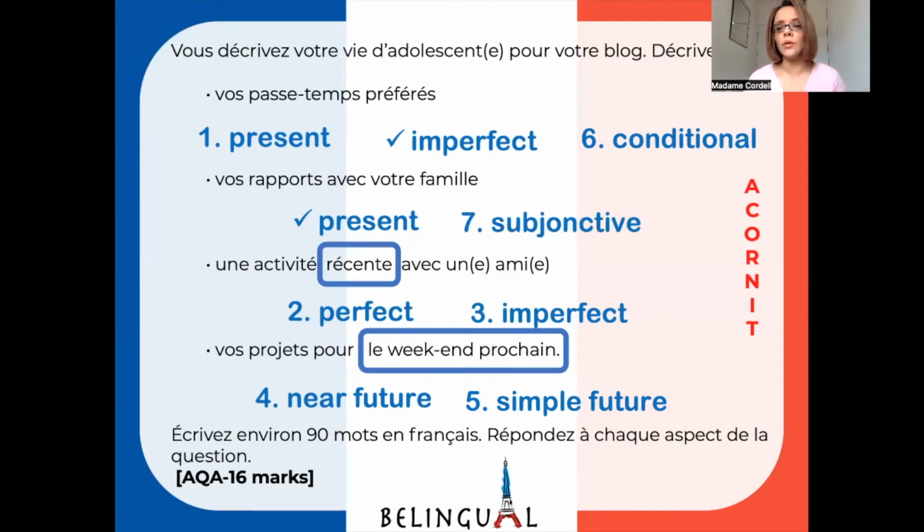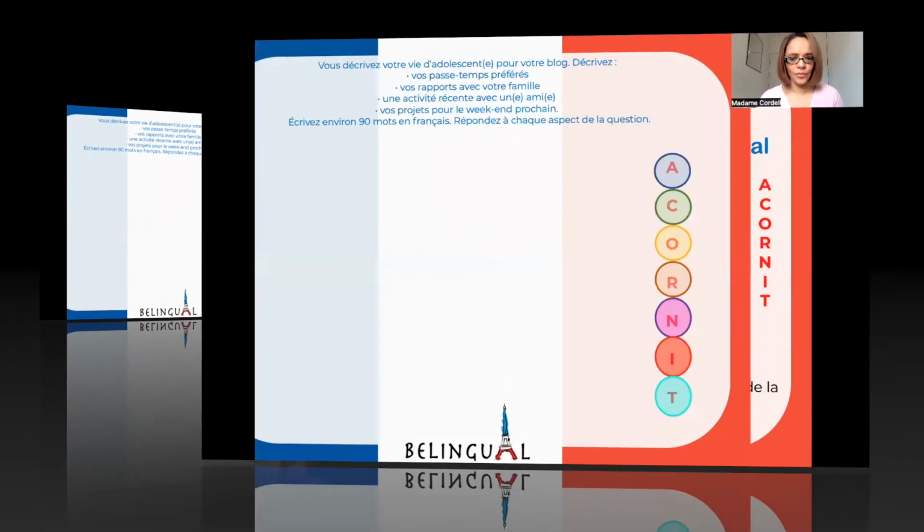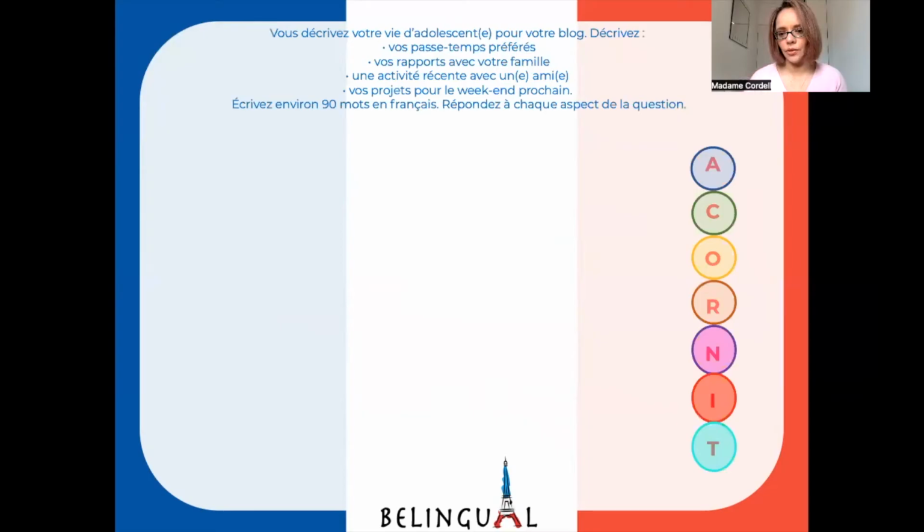Okay, so let's have a look at an example that we can write together, so that you can see how to incorporate these tenses and of course everything else that is ACCORDNIT. D'accord? Alors, voici ACCORDNIT. So you can see it here on the right hand side of the screen. And here is an example of an essay that you can write.